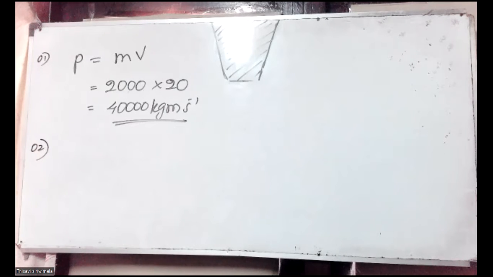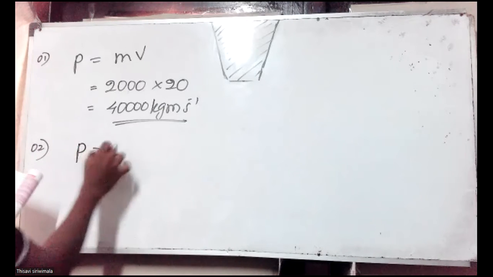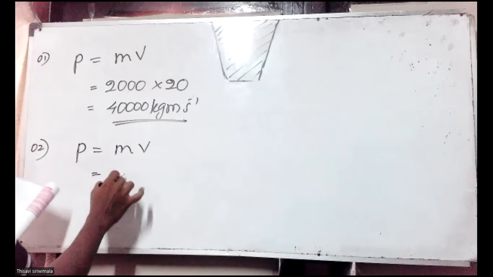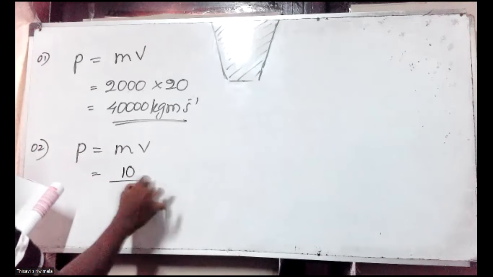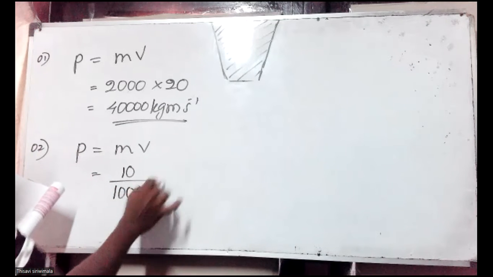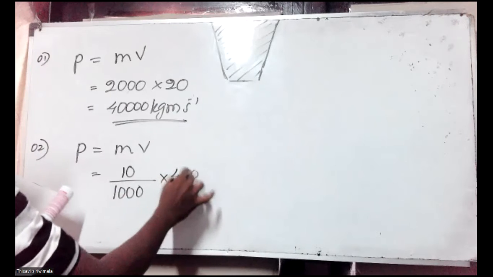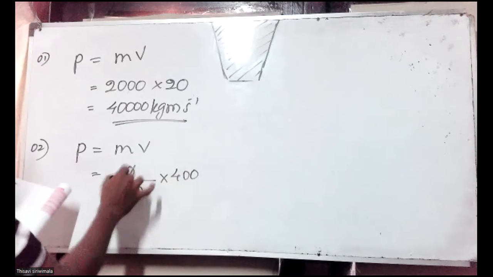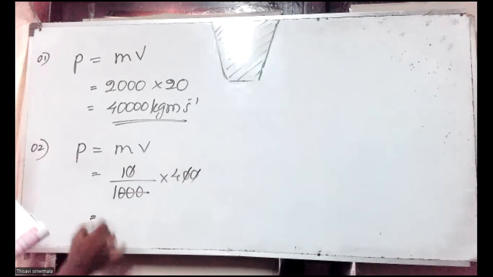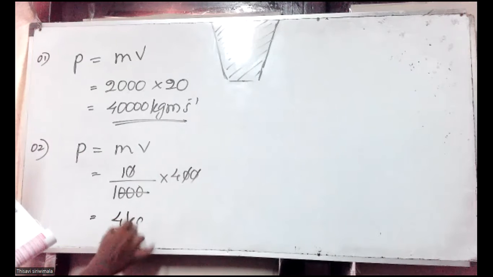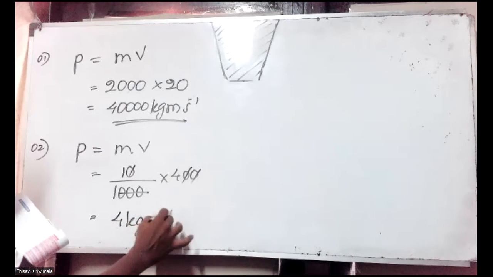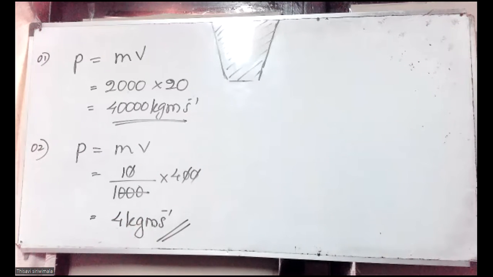Question number 2. A bullet of mass 10 gram fired by a gun moves at a velocity of 400 ms minus 1. Find the momentum. P equals mv, mass 10 grams divided by 1000 to make it kilograms, velocity 400. For these 3 zeros, they will be cut off. The answer is 4 kgms minus 1. Check the 2 questions whether they are correct.